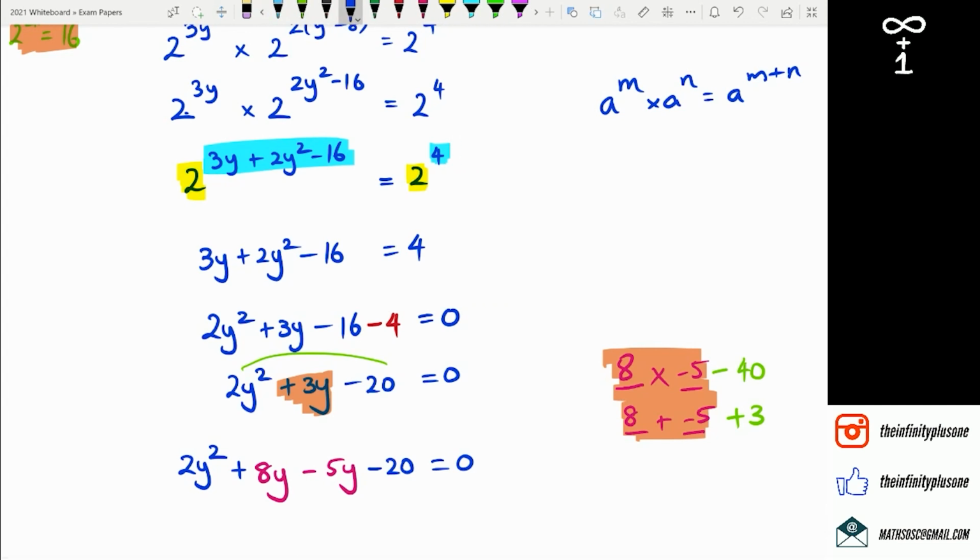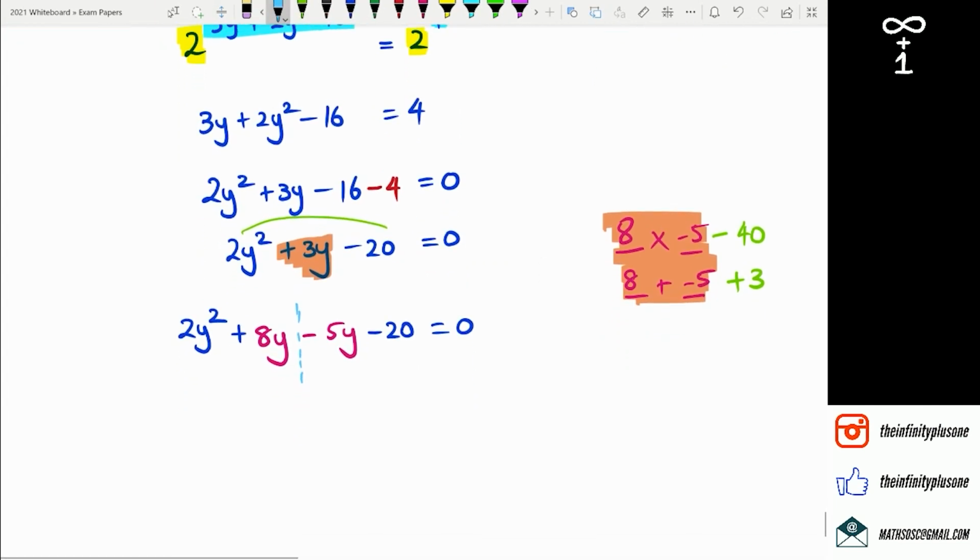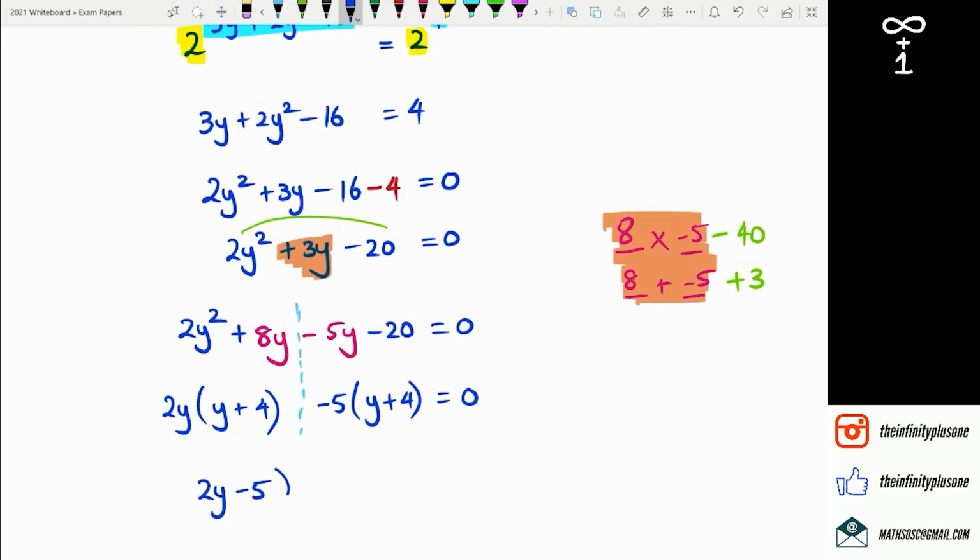So now I need to split them up in parts. I'm going to split them up as two parts and factorize the left-hand side of it. So I'm going to get 2y bracket y plus 4. And then here, negative 5 is a common factor, and I'm going to get y plus 4 equals 0. So collecting the common factors, I've got 2y minus 5 and y plus 4 is equal to 0.